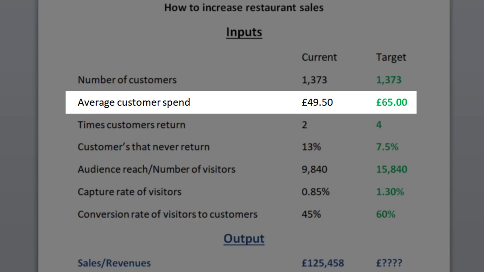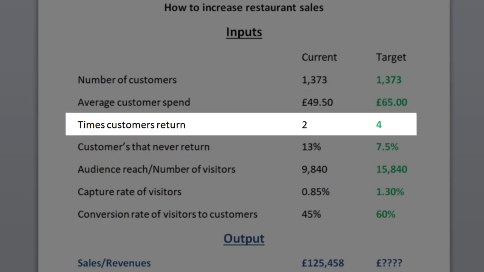Also, sometimes by packaging your menus up into 2-course meals or 3-course meals, this can have an impact on the average customer spend. The next number that we're going to look at here is the number of times customers return to your business. The current number of times is twice in a year, but we're looking to target that to 4 times. And there are various ways in which we can achieve that.